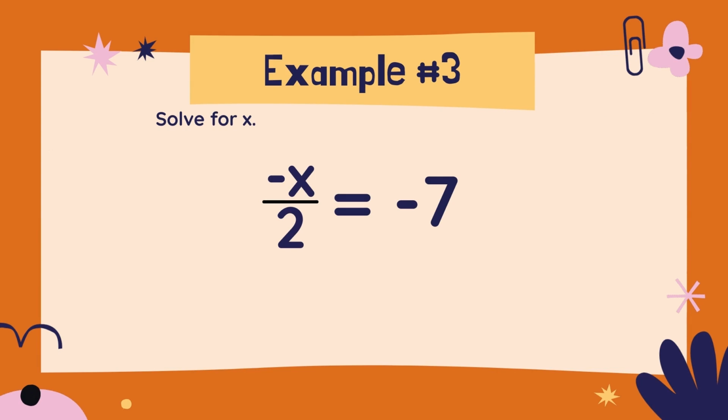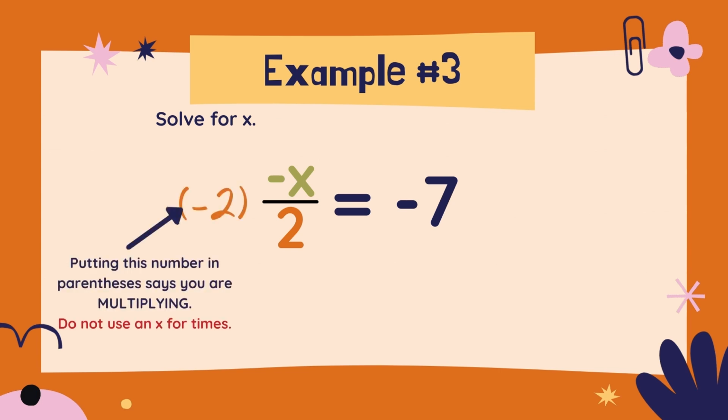Example number 3, -x divided by 2 equals -7. Having that negative sign on the top with the x is the same as having the negative sign on the bottom with the 2 instead. Remember, if you multiply or divide a positive and a negative number, the answer is negative. The same thing works with fractions, since fractions are really just division. So we're going to get rid of the 2 and the negative in one step. We're going to multiply both sides by -2.